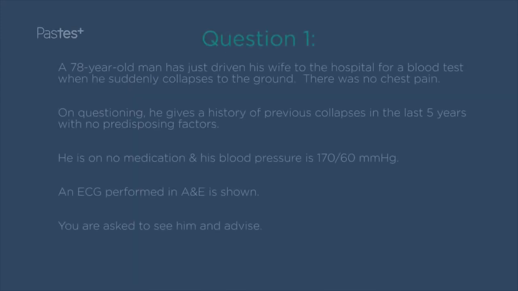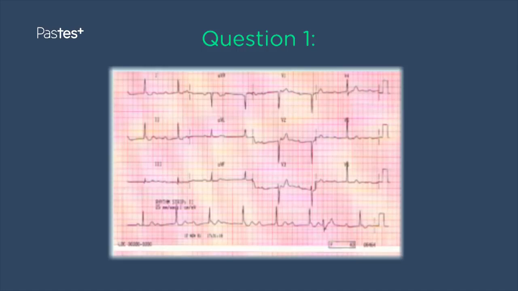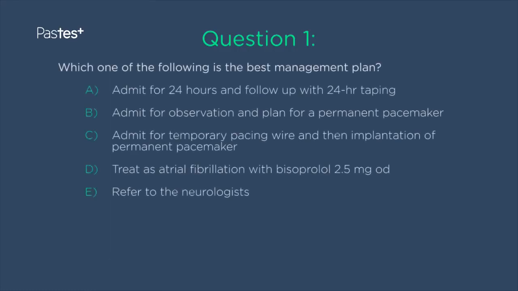So question 1. A 78-year-old man has just driven his wife to hospital for a blood test when he suddenly collapses to the ground. There was no chest pain. On questioning, he gives a history of previous collapses in the last 5 years with no predisposing factors. He's on no medication and his blood pressure is 170/60 millimeters of mercury. An ECG is performed in A&E, is shown. You're asked to see him and advise. Which one of the following is the best management plan? I'll just give you a few seconds to consider your options.